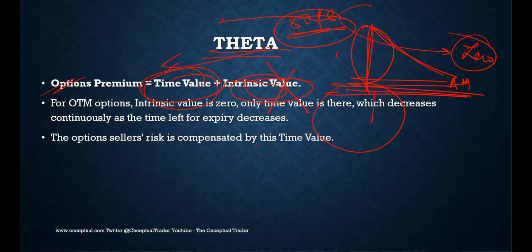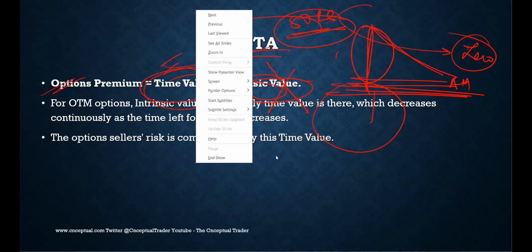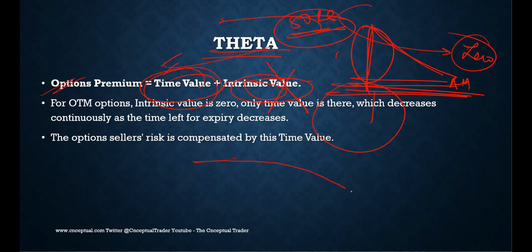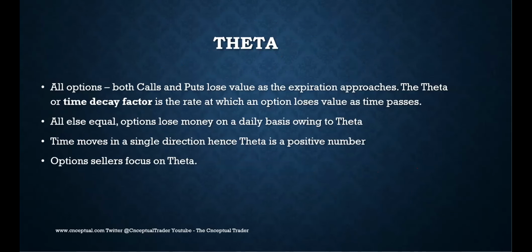So time runs only in one direction, which is forward. That means theta decay is continuously occurring. At no point will you see the option prices increase because of theta. It is not going to happen. Because of theta, the prices will continuously keep decreasing if all other factors are the same. And if you are very near to expiry, this theta decay will be very huge.